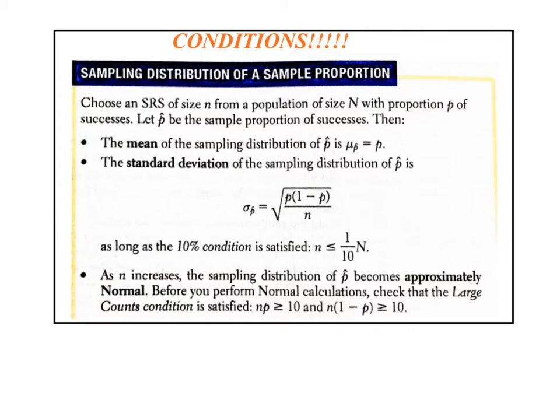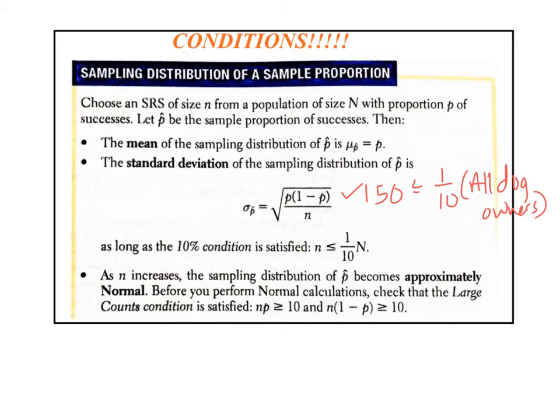Condition 1, I had 150 dog owners. Is that less than or equal to 1/10 the population of all dog owners? Of course it is, right? So we fulfill that. So we will be able to calculate the deviation.